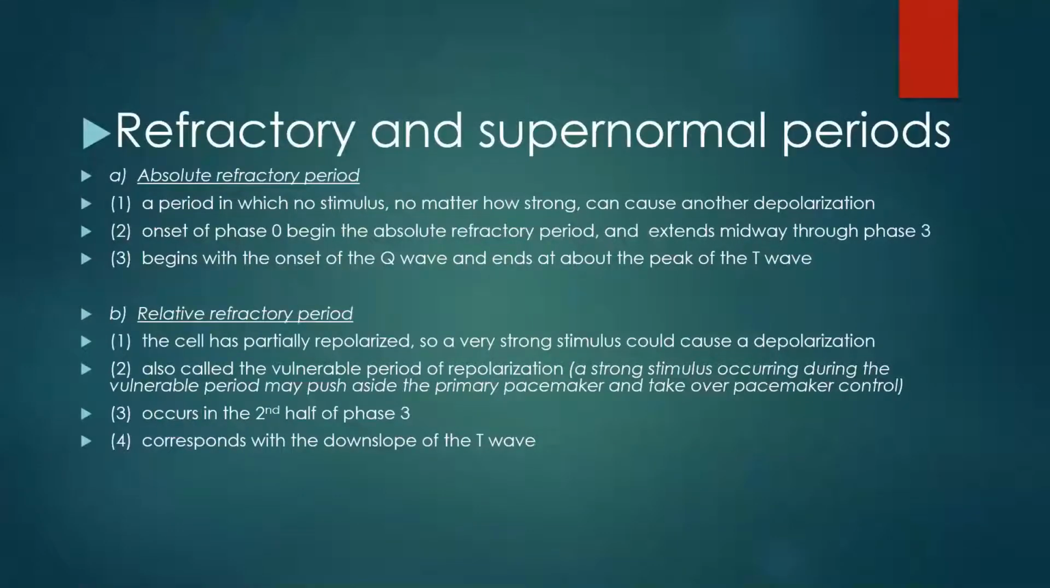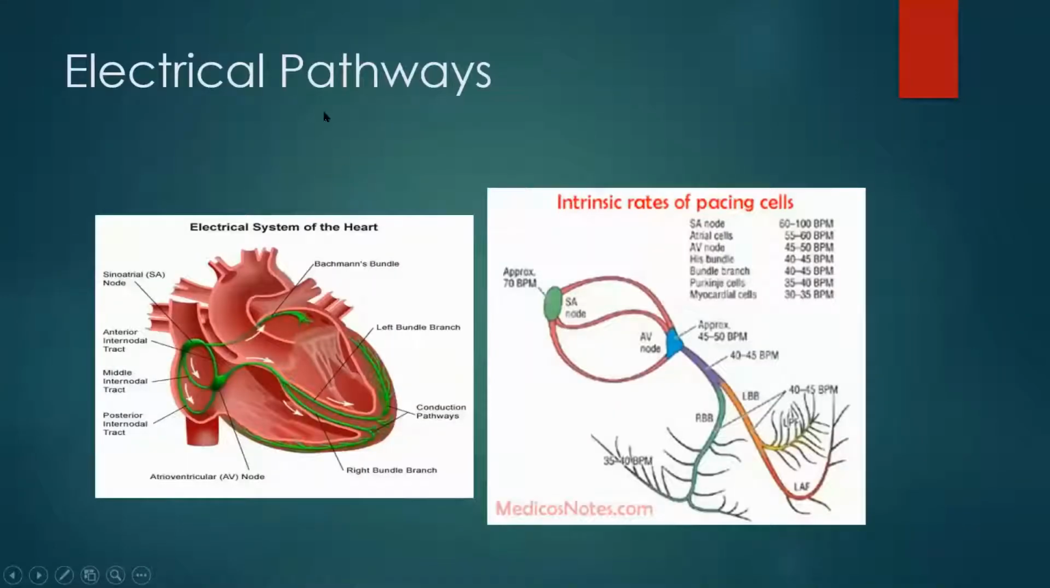We have a certain, starting with the SA node. We've all seen these. We all know our proper intrinsic pacing cells. So our SA node is 60 to 100. Atrial cells typically are 55 to 60. The AV node 40 to 50. We all understand that heart rate's based on where that can start.